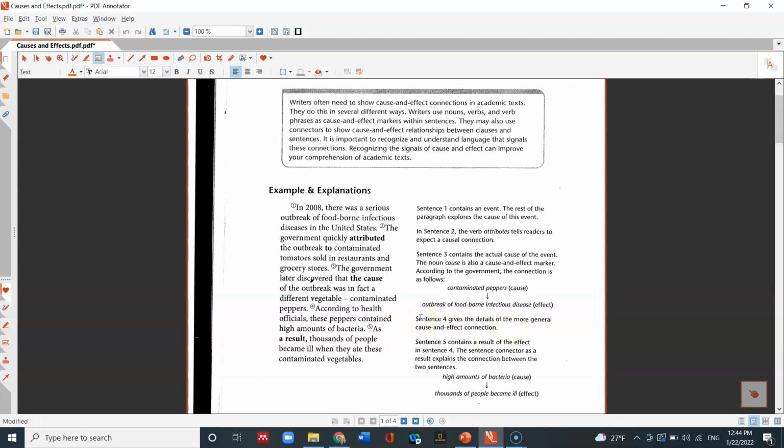And sentence 5, as a result, thousands of people became ill when they ate those contaminated vegetables. So this sentence shows an effect from the previous sentence: a cause, high amounts of bacteria, and the result, thousands of people became ill. So every word that's in bold here is a word that shows a cause and effect connection.